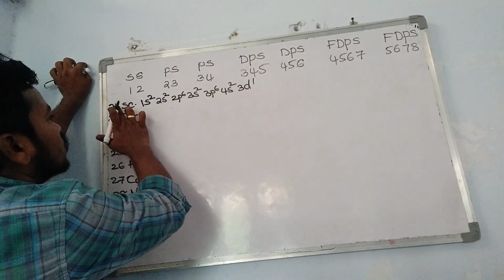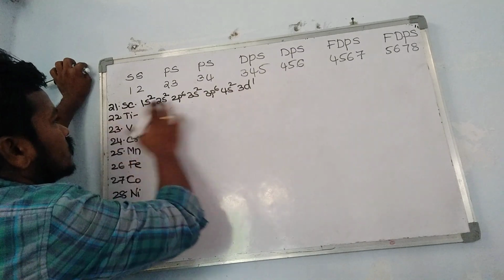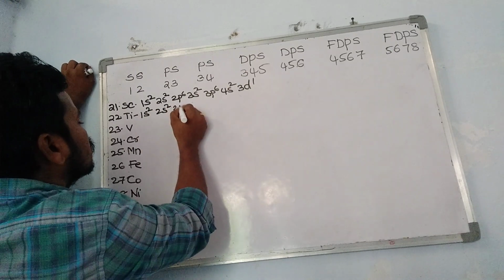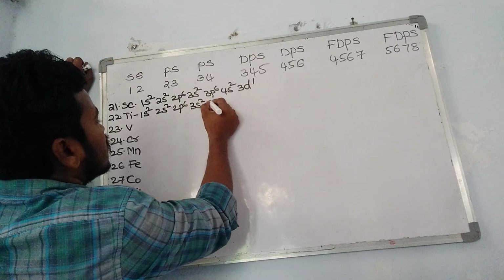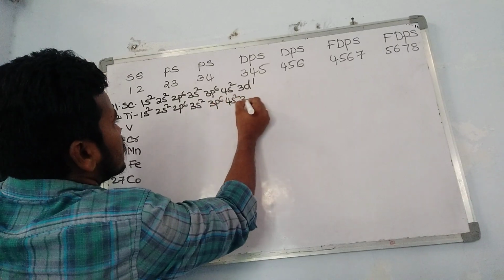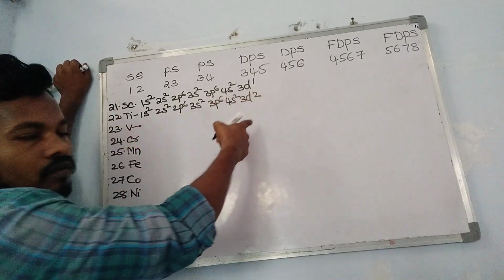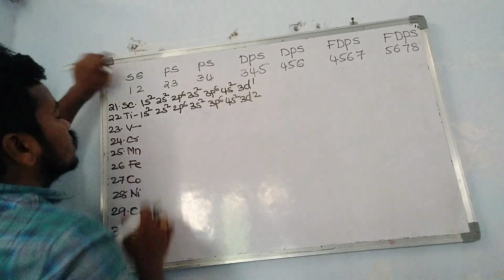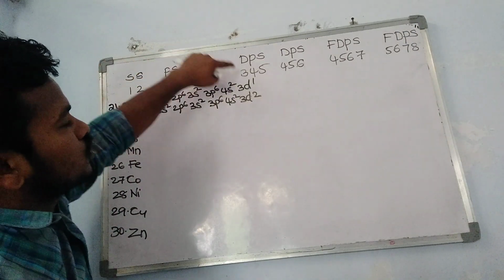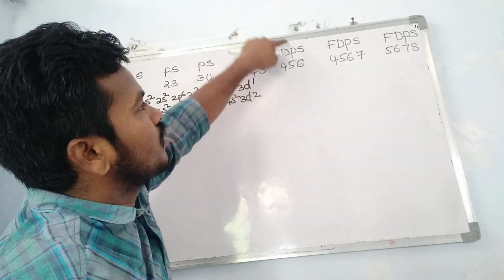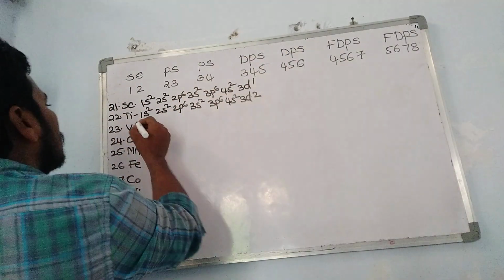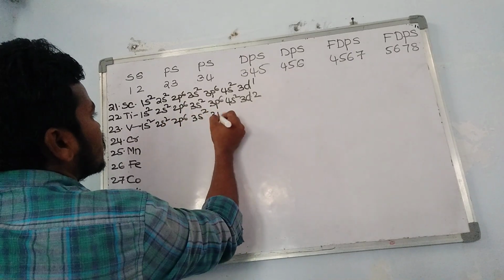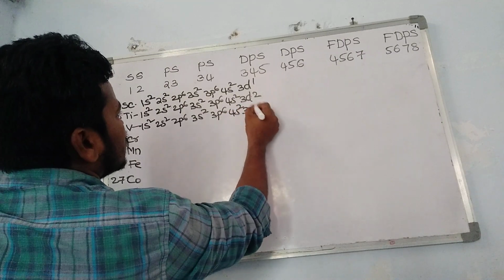See the electronic configuration. Here 21 is 3d1, 22 is there. Just add one electron in the d orbital. So the configuration will be 1s2, 2s2, 2p6, 3s2, 3p6, 4s2, 3d2. We are adding one electron because the d capacity is 10 electrons. Follow this order only: 1s2, 2s2, 2p6, 3s2, 3p6, 4s2, 3d10, 4p6, 5s2, 4d10, 5p6, 6s2. Following that, vanadium is 1s2, 2s2, 2p6, 3s2, 3p6, 4s2, 3d3.